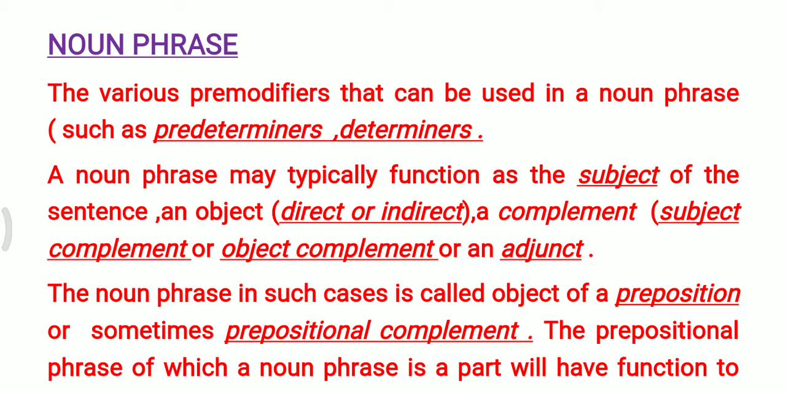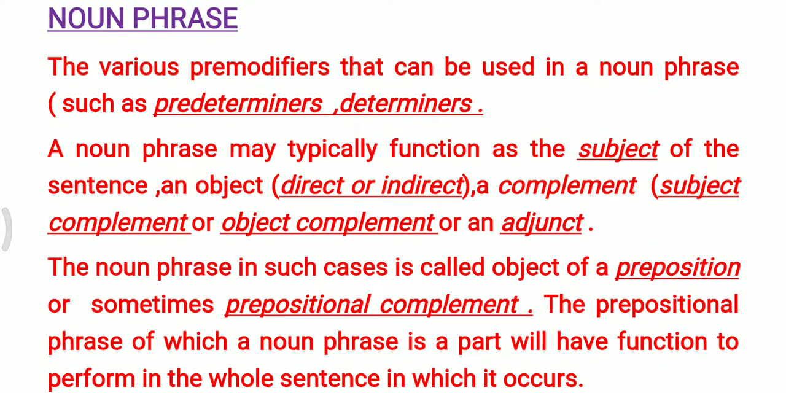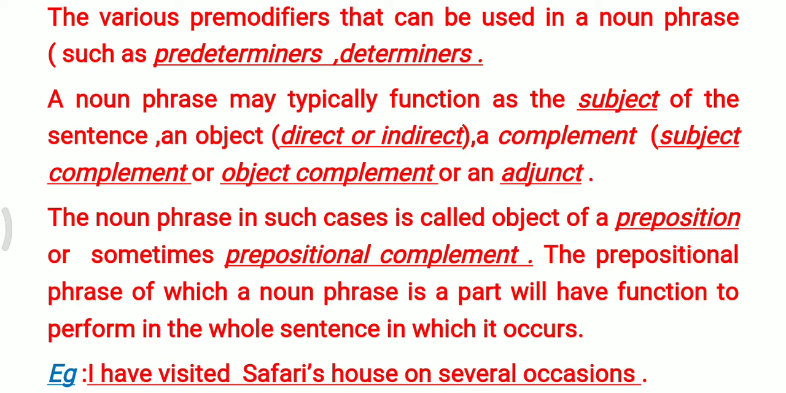The noun phrase in such cases is called the object of a preposition, or sometimes a prepositional complement. This type also comes under this. The prepositional phrases of which a noun phrase is a part will have a function to perform in the whole sentence in which it occurs. So let us see that example.